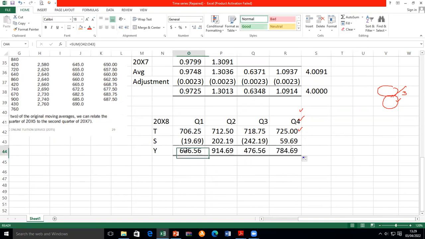People, this is where we are coming to. That was the whole idea of what we're trying to do. These are now the forecast values for 20x8. For some topics, things make sense when you see the end result. That, okay, this is where we are coming to.